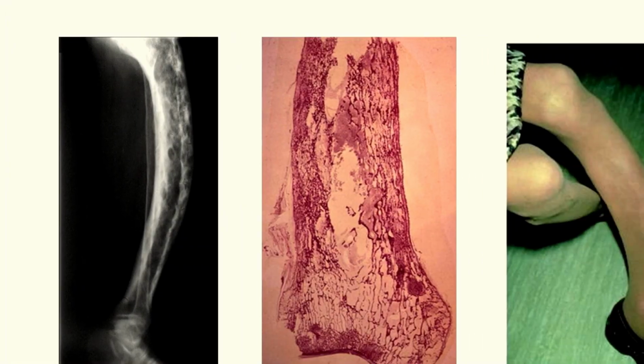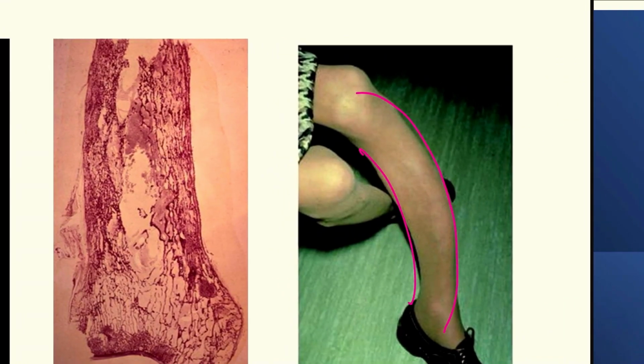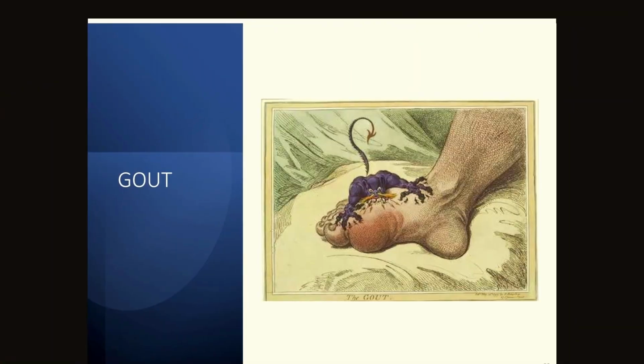This is in older people. And you see the bone there, and you can see obviously how curved that leg is because of the Paget's disease. This abnormal bone remodeling causes the bone to change shape, essentially. So that's Paget's disease of the bone.